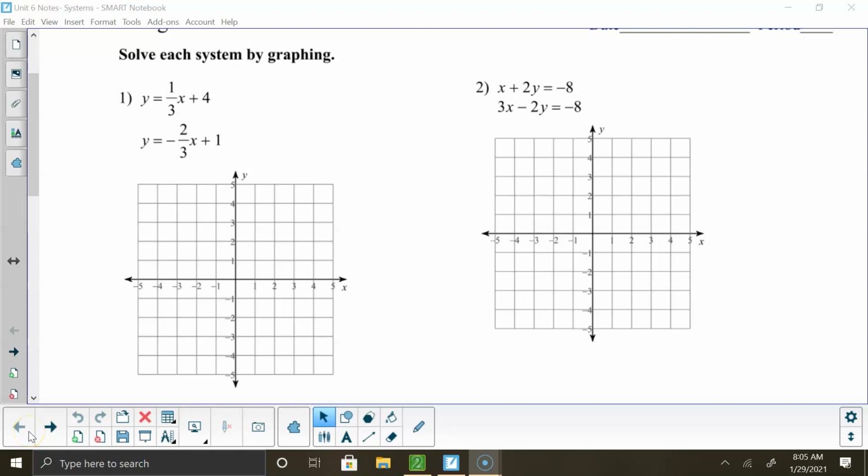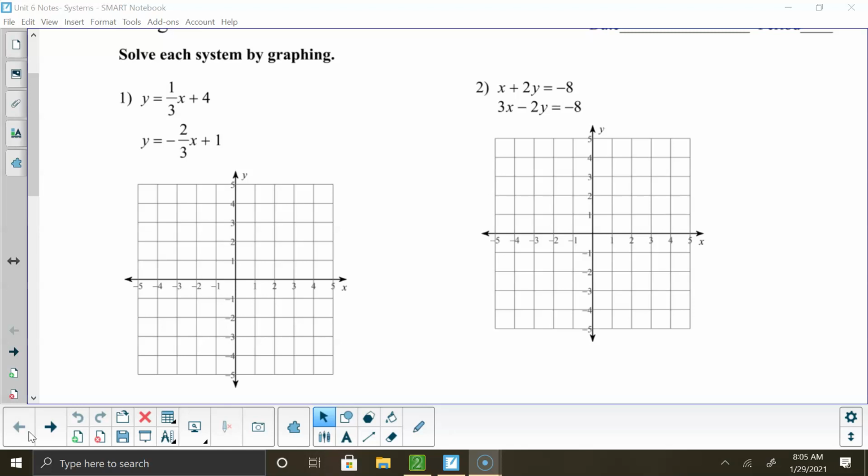Alright, so 6.1, we're doing a refresh of Algebra 1. So we're going back to solving systems of equations, except I'm going to teach you guys some stuff with matrices and how you can solve these in your calculator as well. But first, I gotta actually refresh your memories.